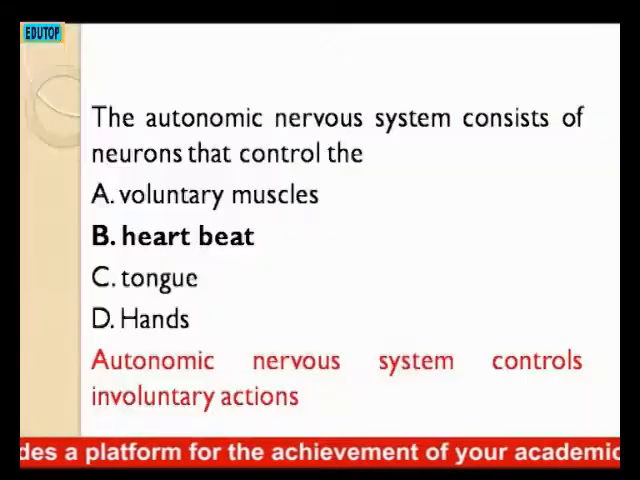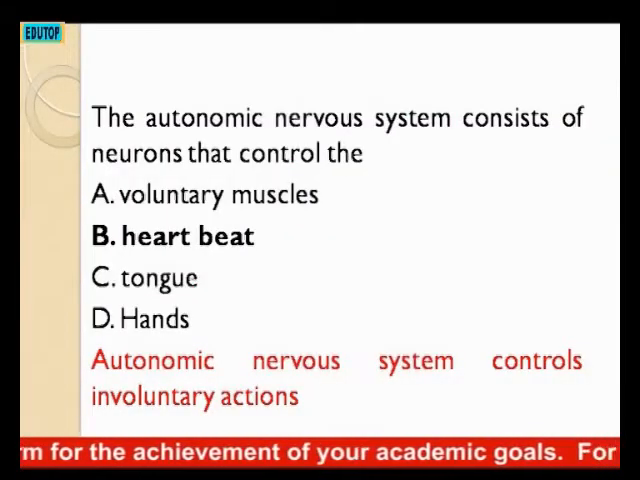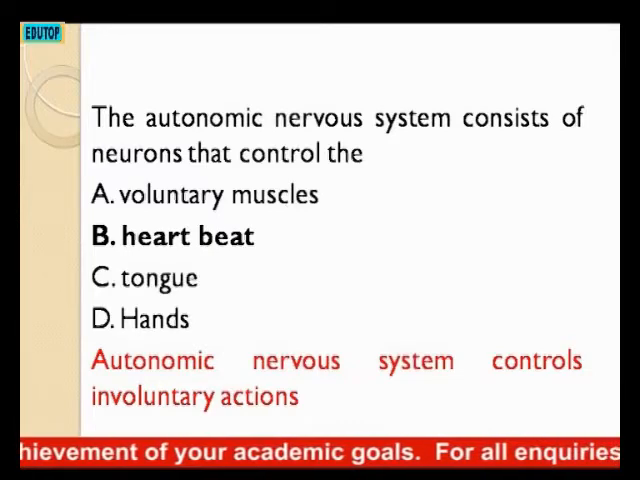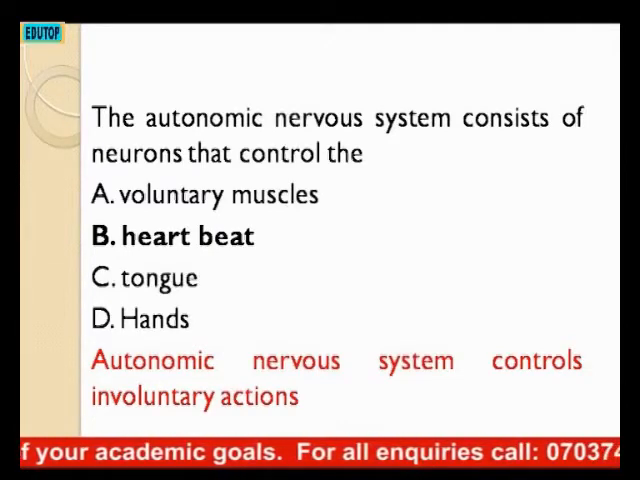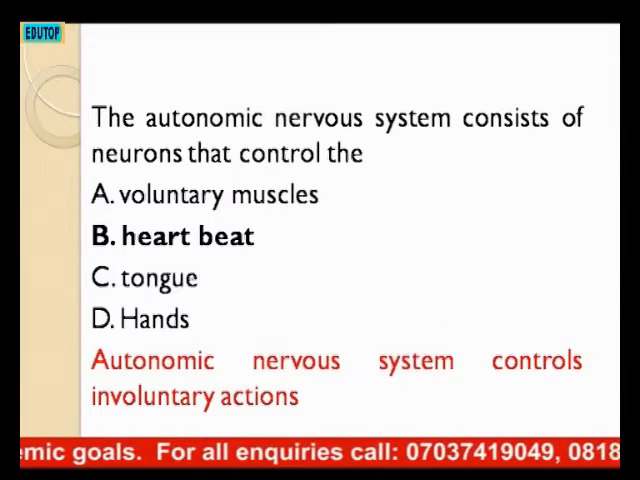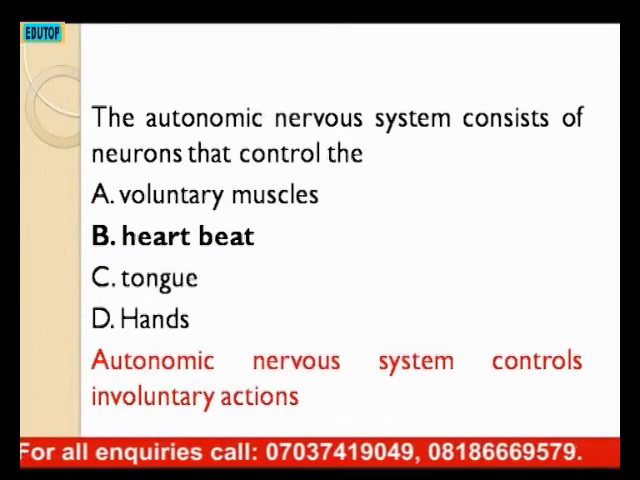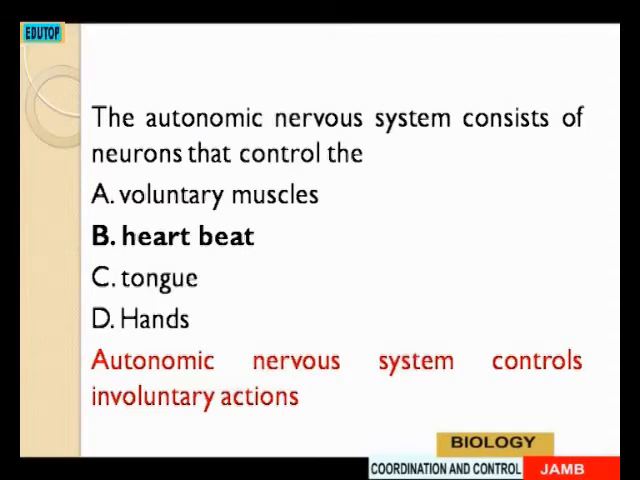The next question. The autonomic nervous system consists of the neurons that control the A. voluntary muscles, B. heartbeat, C. tongue, D. hands. Autonomic nervous system controls involuntary actions like blinking of the eyes, like heartbeats, like actions that you don't have control over, that just happen. So A, not voluntary muscles. B, heartbeat, yes, heartbeat, because you don't control your heartbeat, you just discover that your heart is beating. Tongue, you can control your tongue, so it is off.